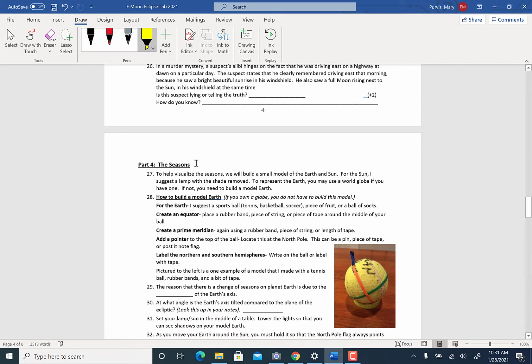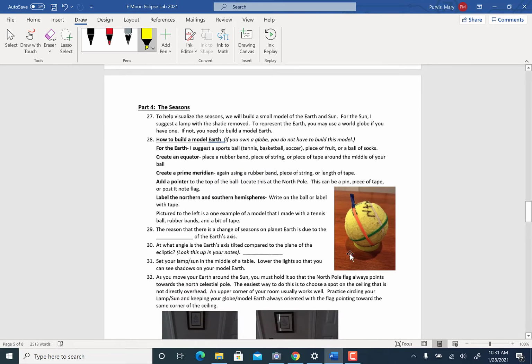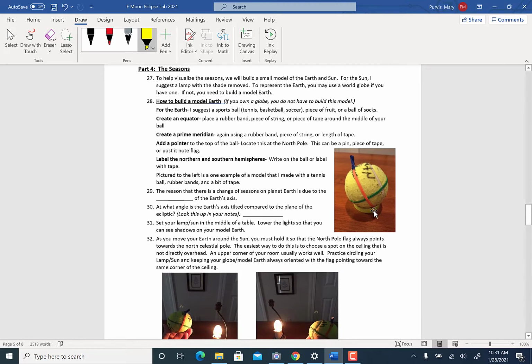The seasons. To look at the seasons, I want you to build a small model Earth. Now, it doesn't have to be anything fancy. I did this out of a tennis ball, a couple rubber bands, and a bit of tape stuck up right there. I wrote North because this is an old nasty tennis ball, and I didn't care if I wrote on it. I've had students make these out of apples and balls of socks. It doesn't have to be anything elaborate. And this was the top of a little box. That's why I put it there, so I could take its photograph.